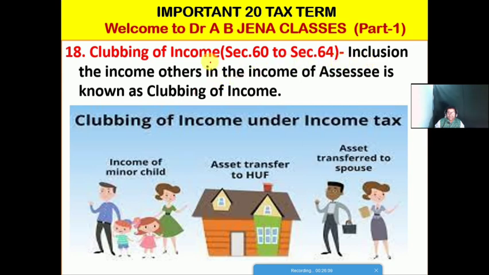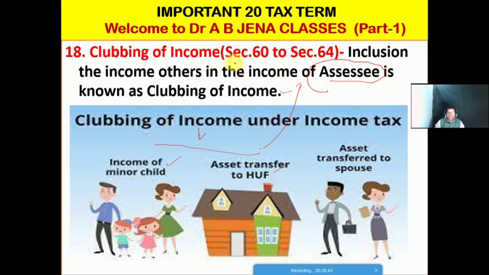The inclusion of the income of others in the income of the assessee is known as clubbing of income. From this image you will get more knowledge. The clubbing of income under the income tax: income of a minor child, asset transfer to HUF, Hindu undivided family, asset transfer to spouse. In this situation, whatever the income, it will be included in the income of the assessee.